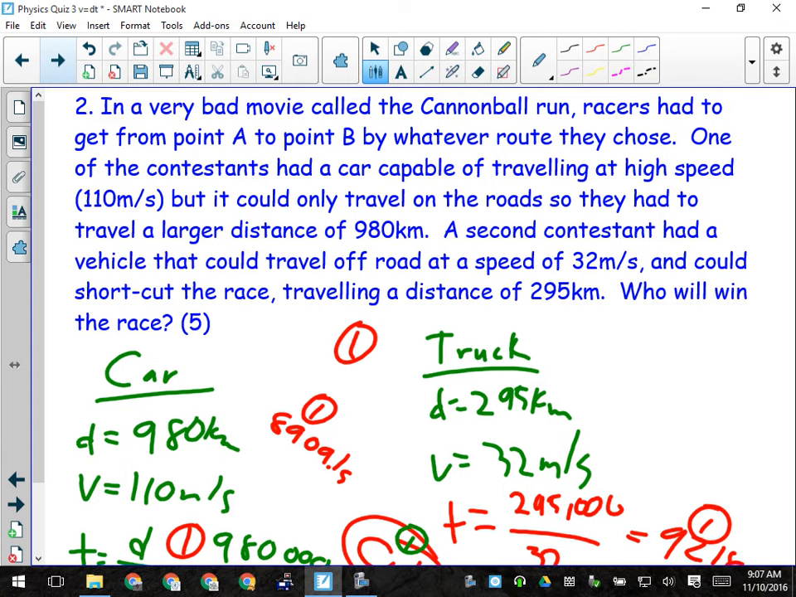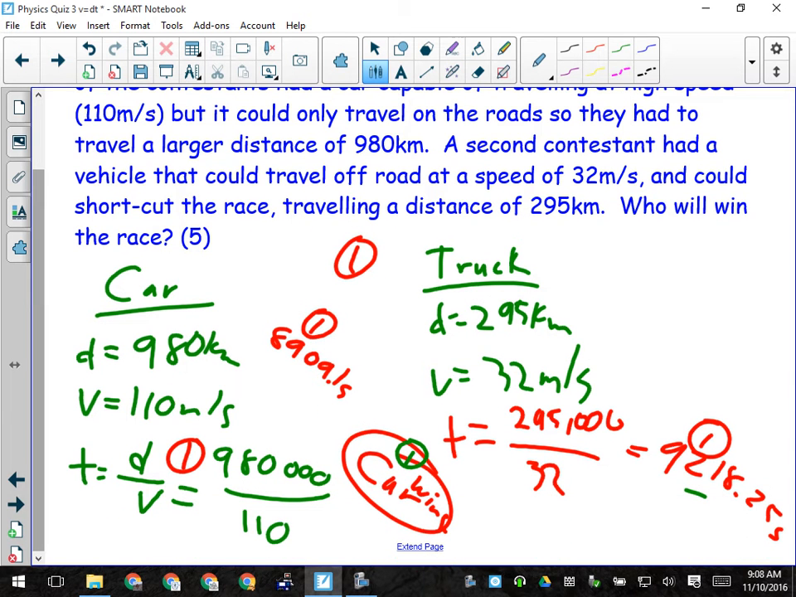Well, what determines who's going to win? The time. Because we know their speed and distance is different, but it's who gets there first that matters. All right, so I've got a couple of calculations. First off, give them a mark if they wrote down some givens somewhere. All right, next mark, determining the time it takes the car to complete the race.